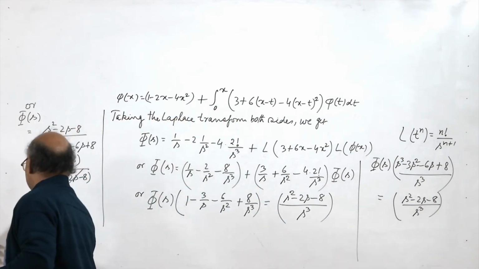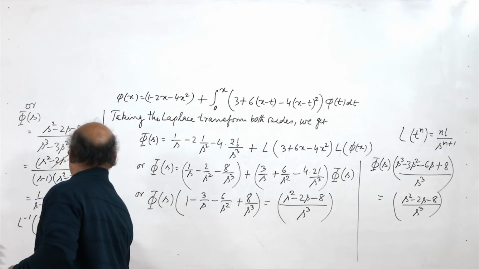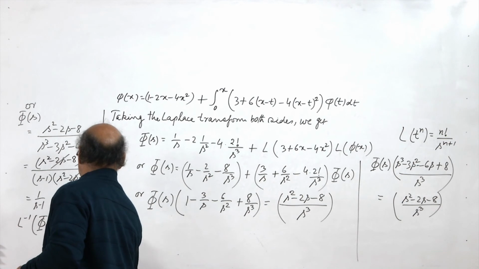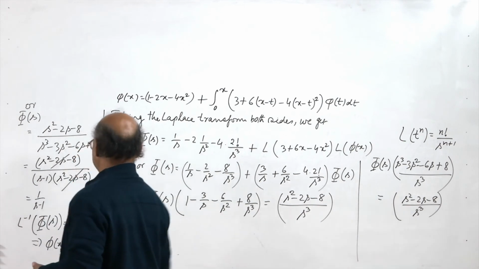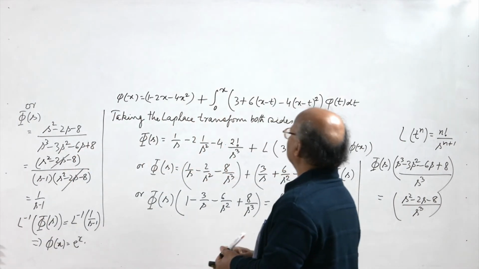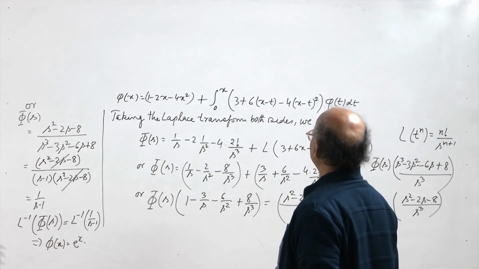So taking inverse Laplace transform, L inverse of phi s is equal to L inverse of 1 over s minus 1, which implies phi x equal to e to the power x. So phi x is equal to e to the power x is the solution of the given Volterra integral equation of second kind.